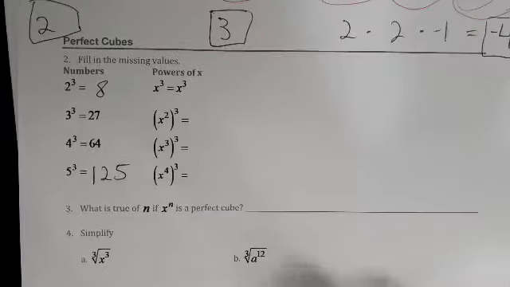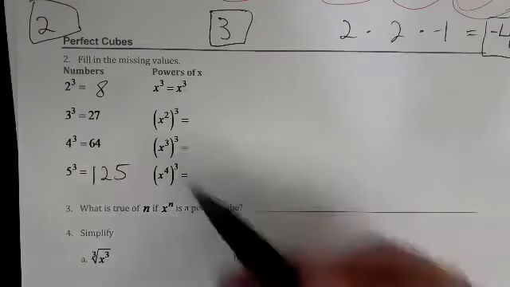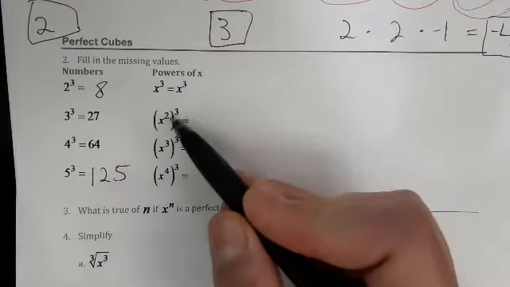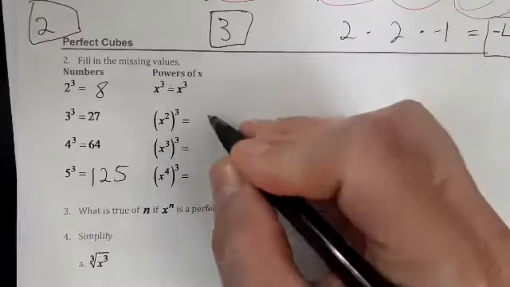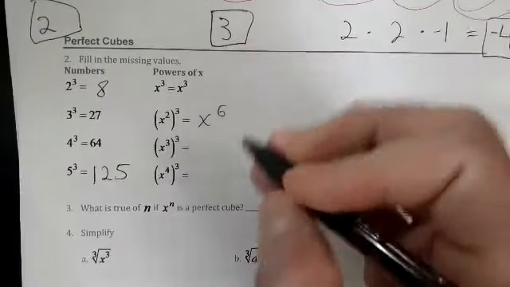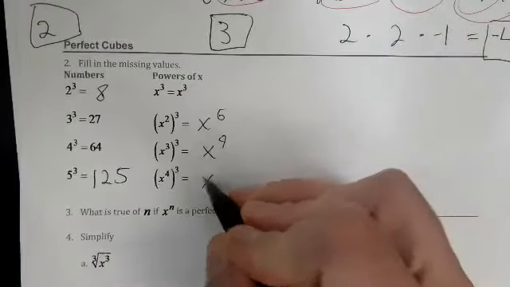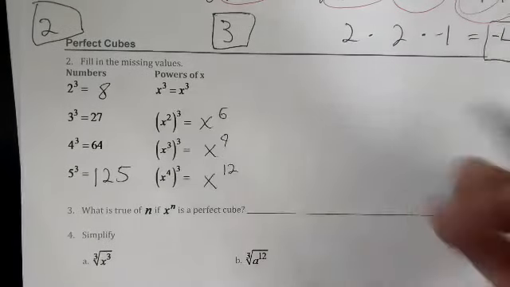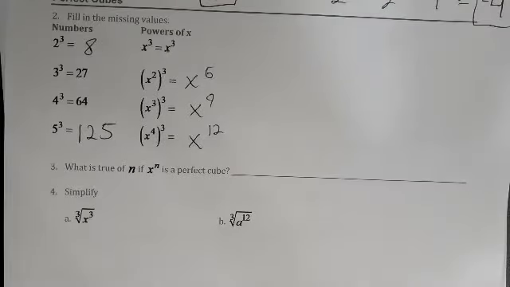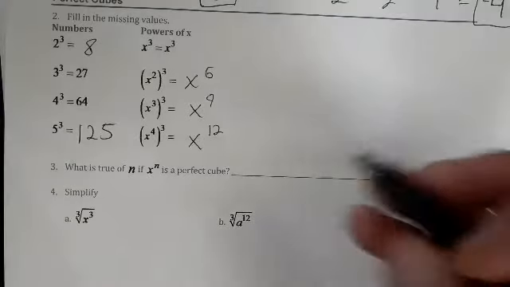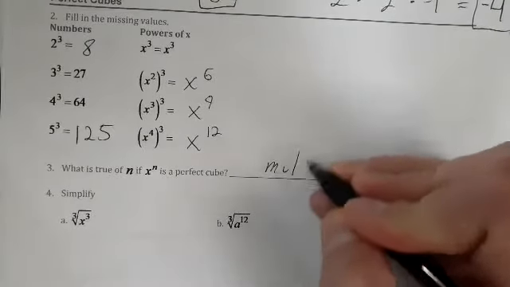So we want to do powers of x now. So we're raising exponents to exponents. The rule is that we multiply exponents. So this is x to the 2 times 3 is 6. This is x to the 3 times 3 is 9. X to the 3 times 4 is 12. So we get things that look like 3, 6, 9, 12 if we're talking about cubes. What is true of your exponent? If x to the n is a perfect cube, we're looking at 3, 6, 9, 12. It's going to be a multiple of 3.